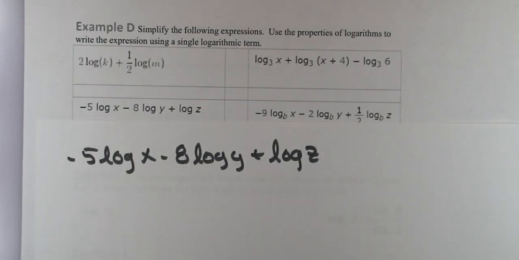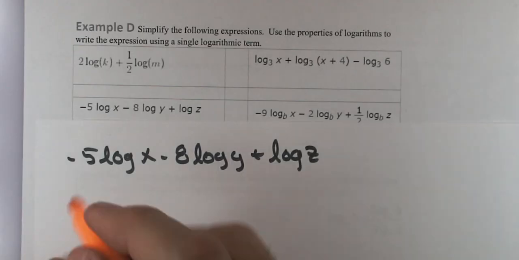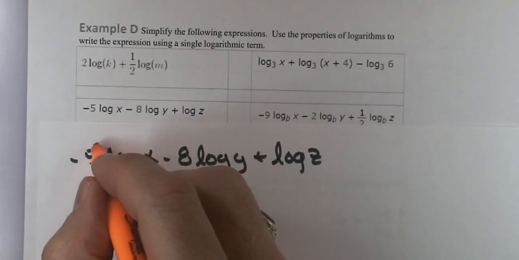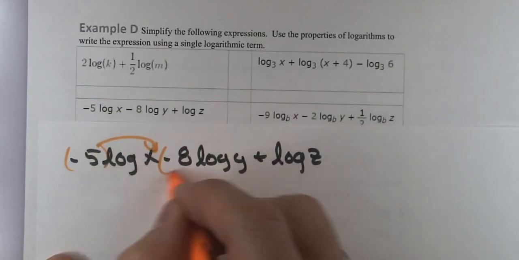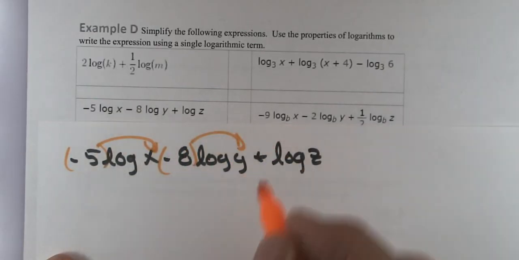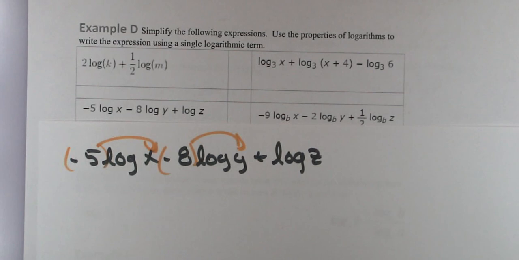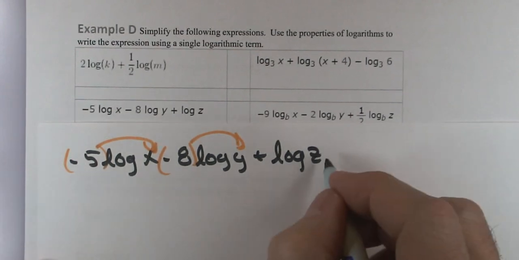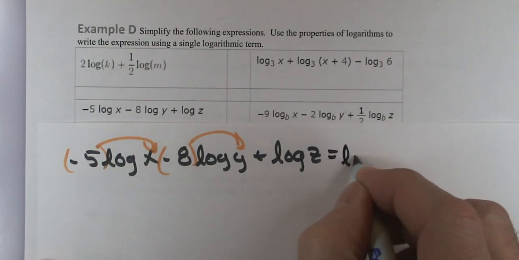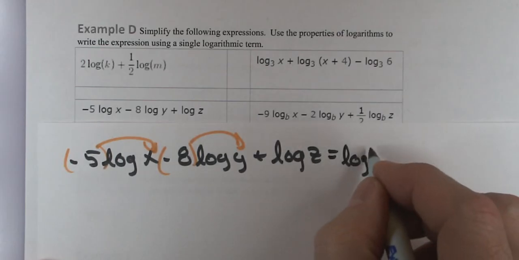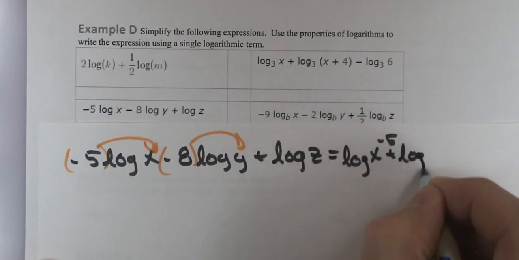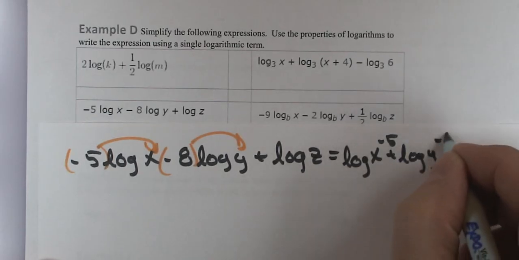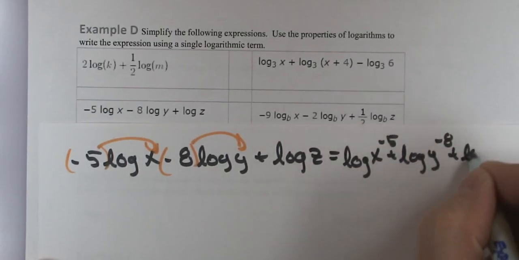So where I might be a little bit different than my colleagues is this. I'm going to take that whole term and put it in the exponent, and that in the exponent. So it's going to look like this, equals log of x to the -5 plus log of y to the -8 plus log of z.